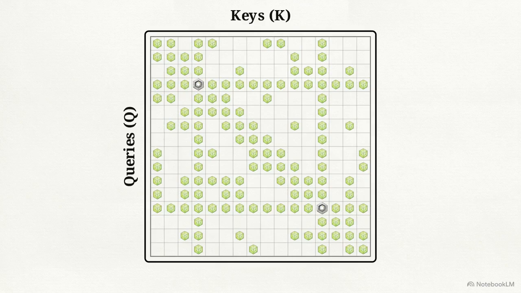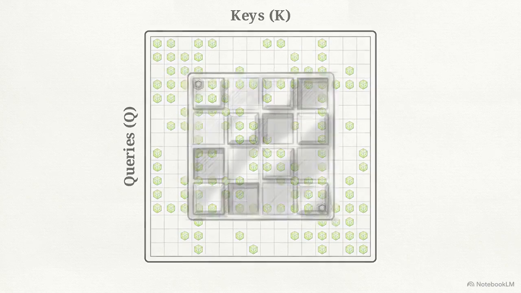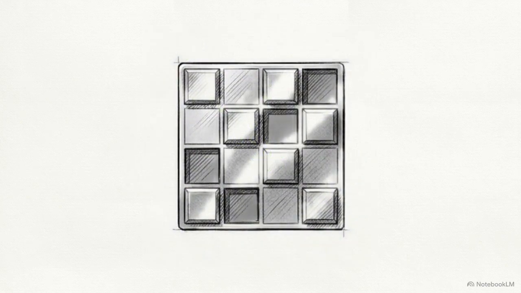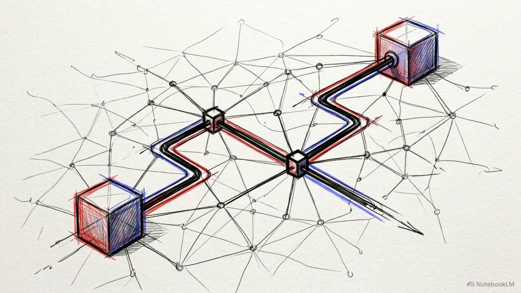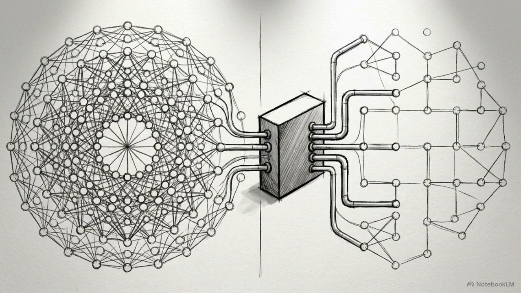The Big Bird architecture combines these local, global, and random patterns into a single mask. Because this combination ensures that any two tokens can communicate through a few intermediate steps, Big Bird maintains the property of a universal approximator. It can theoretically match the capabilities of a dense transformer.